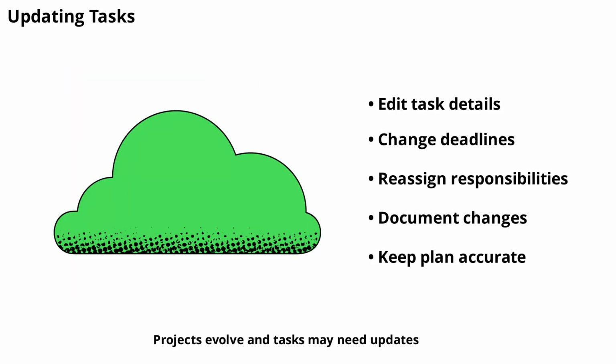Projects evolve, and tasks may need updates. Scheduling software allows you to edit task details, change deadlines, or reassign responsibilities. Encourage team members to update their tasks as progress is made or requirements change. Regular updates keep your project plan accurate and relevant. Use comments or notes to document changes and communicate reasons for adjustments.